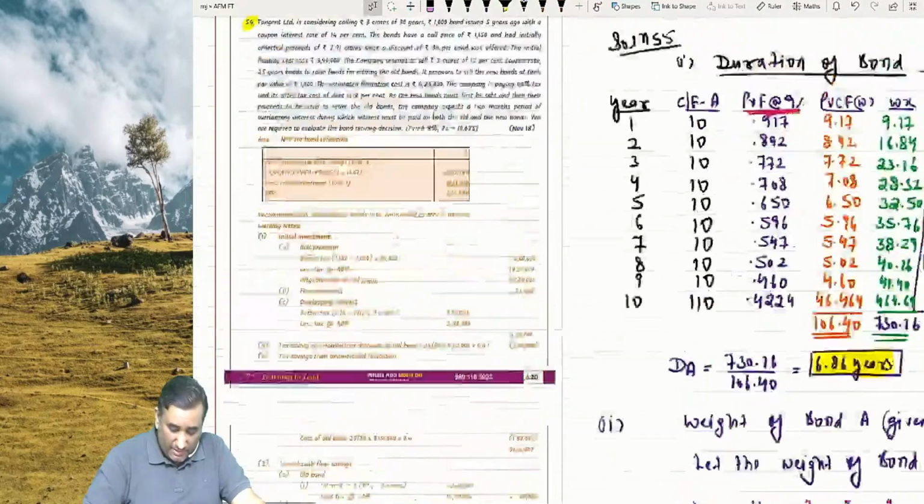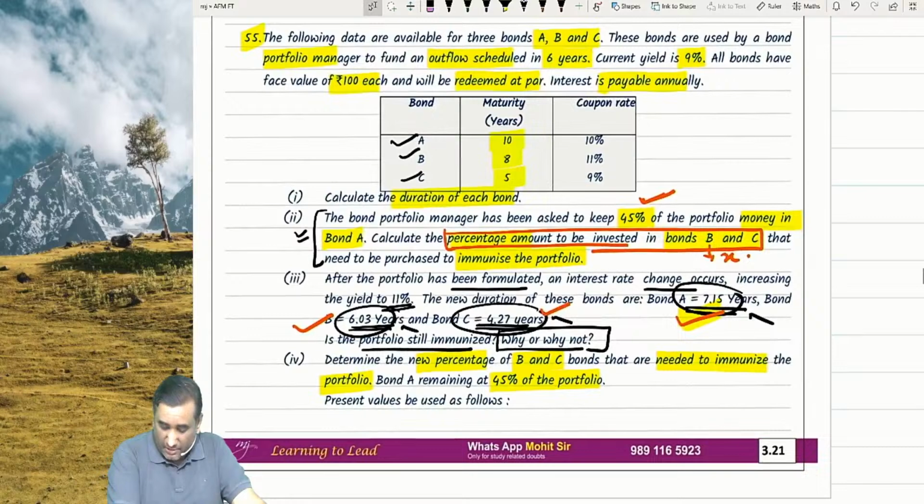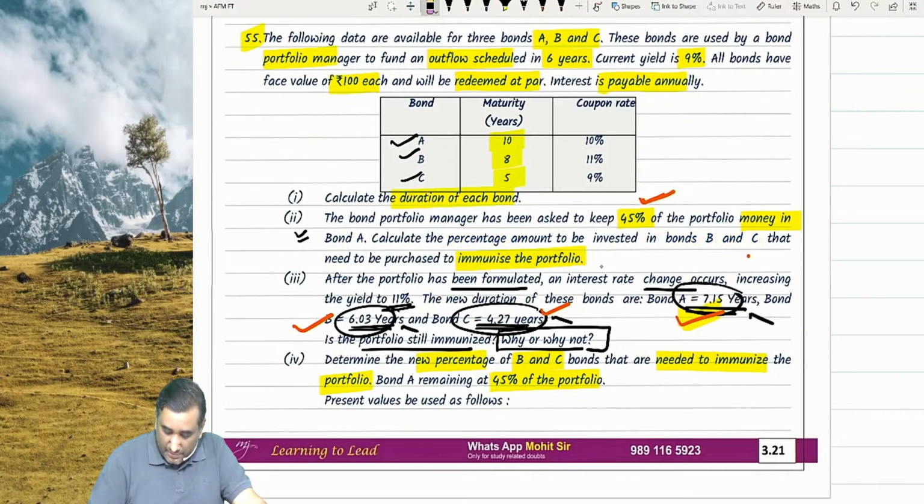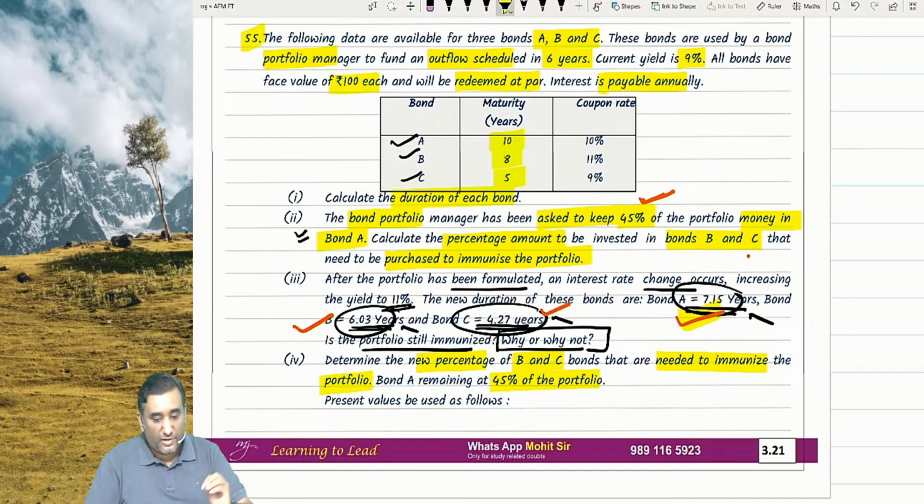Now let me come back to the second part. He says, the bond portfolio manager has been asked to keep 45% of the portfolio money in bond A. That means the weight of A, he has already decided, is 45. Calculate the percentage amount to be invested in bonds B and C that need to be purchased to immunize the portfolio. That means the duration of the asset should be equal to what?